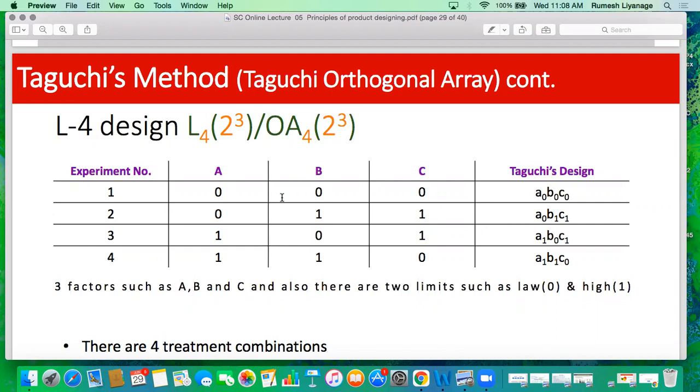Another layer design again. We can write it as L4 within brackets 2 to the power 3, or OA4 2 to the power 3. OA means orthogonal array, right?